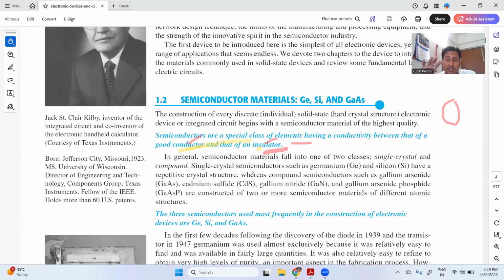It depends upon the free charge carriers. What kind of charge carriers are available in the material? The number of charge carriers is more in the conductor, and less in the insulator, whereas the number of charge carriers is moderate in the semiconductor. That's why its conductivity lies in between the insulator and the conductor. This is the discussion from the reference of this particular book, Boylestad.